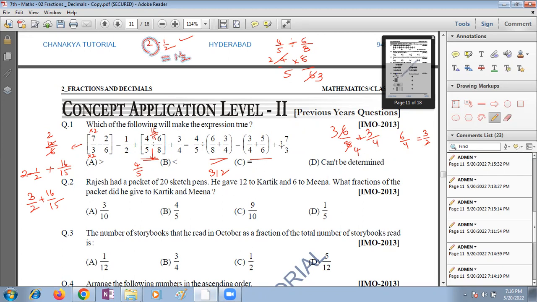What is the answer, children? Ma'am, it is 19 by 12. Very good, I got the answer from Deepthi. 19 by 12, Ma'am. Deepthi said 19 by 12. Is it the same for other people too?